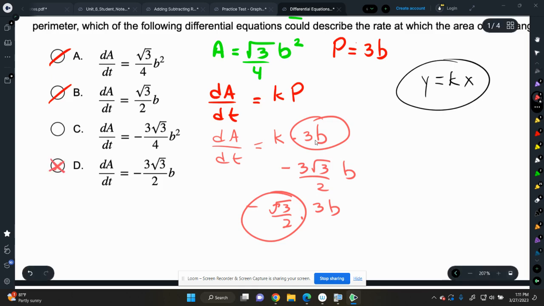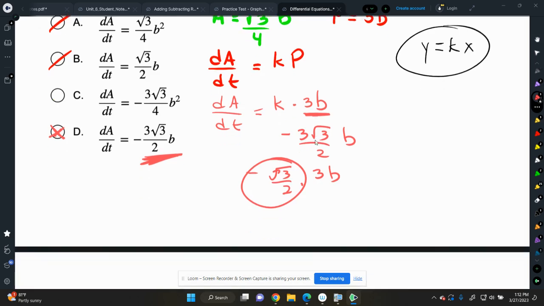We didn't even have to do all that. All we had to do was match it up. It's proportional, and p is 3b. This is the only one that follows that format. It has to be negative because it's decreasing. We had to choose between C and D, and in C, the b was being squared, and that doesn't work.